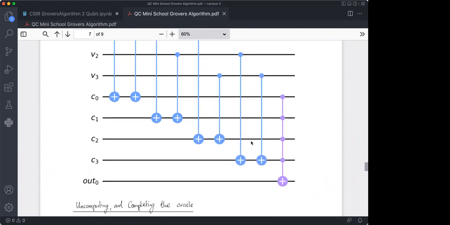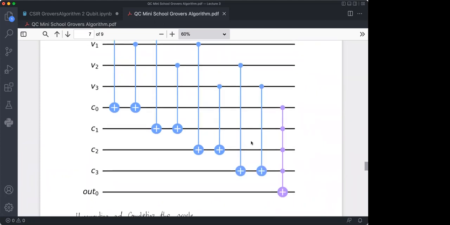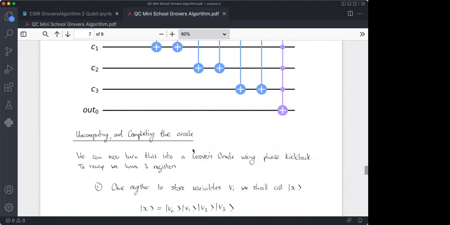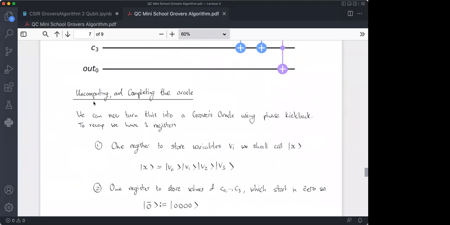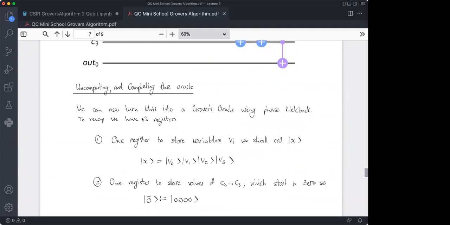But of course, the checking circuit doesn't completely make up our oracle, because to be a Grover's oracle, we need something like phase kickback. So next, we need to talk about uncomputing and completing the oracle. I'll explain what uncomputing is in a moment. For now, just bear with me. To turn this checking circuit into a Grover's oracle, we need to use phase kickback, which means we need to add a minus sign to the state that corresponds to a solution of our problem.